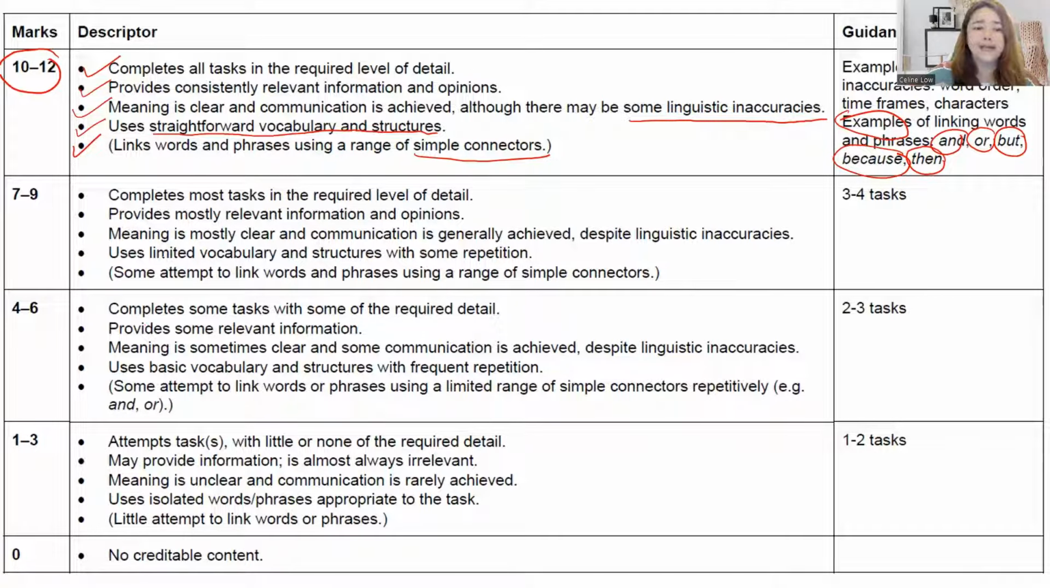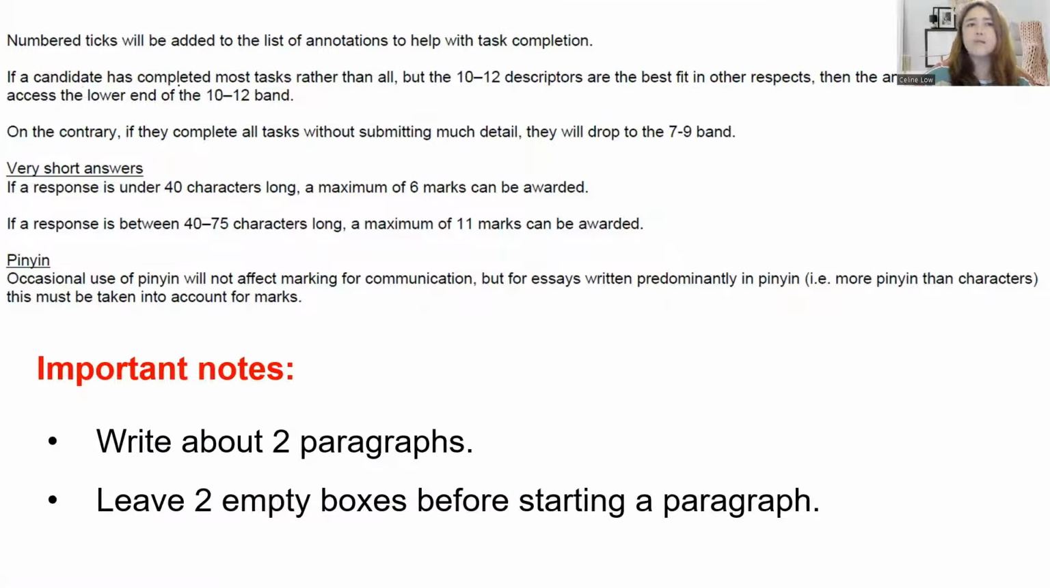Now these bands, 7 to 9, okay, completes most tasks. Most tasks, which means, you see here, the guidance here is 3 to 4 tasks. You did not complete all the tasks. So you will drop to the 7 to 9 band. If a candidate has completed most tasks rather than all, but the 10 to 12 descriptors are the best fit in other respects, then the answer can, in theory, access the lower end of the 10 to 12 band.